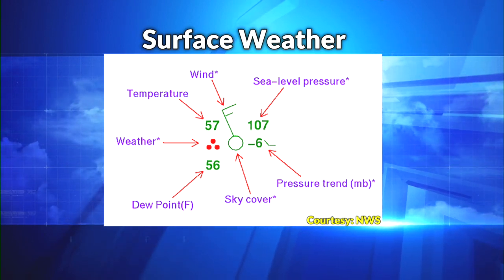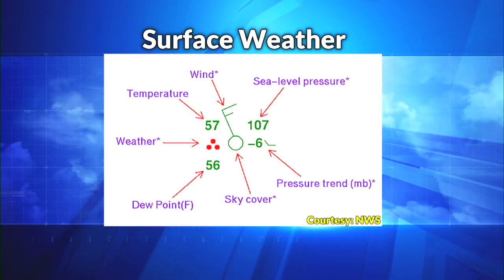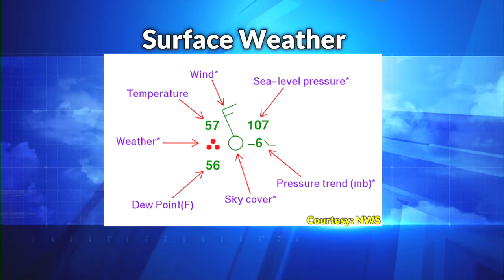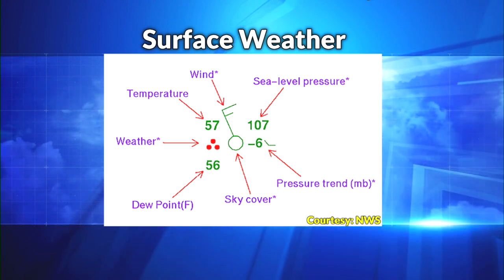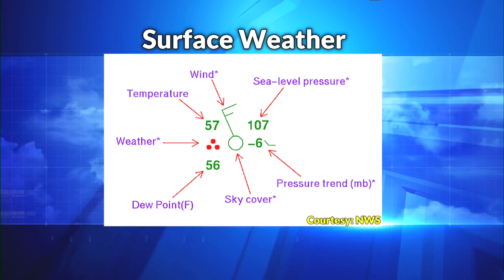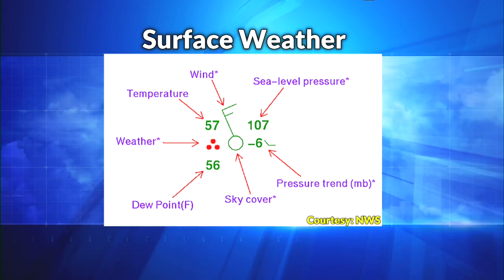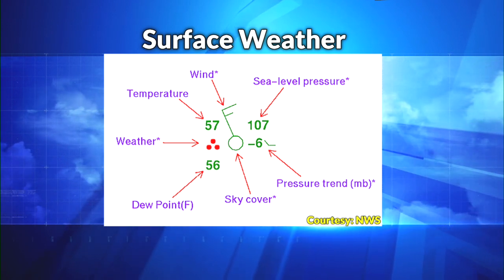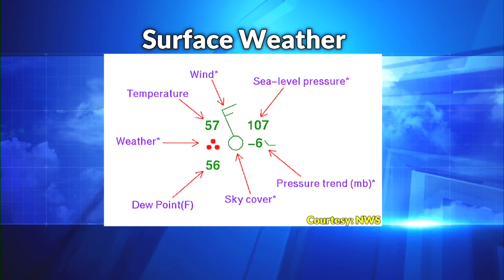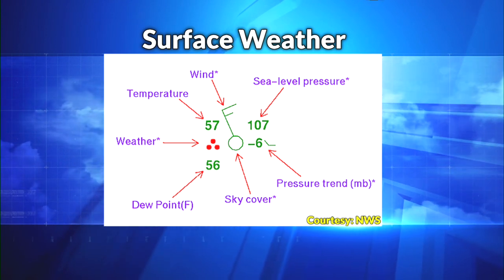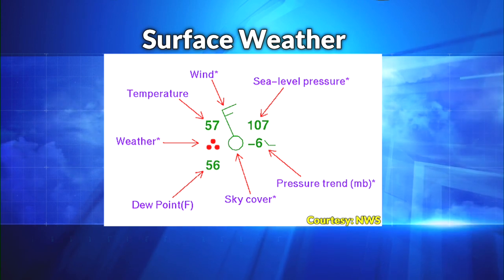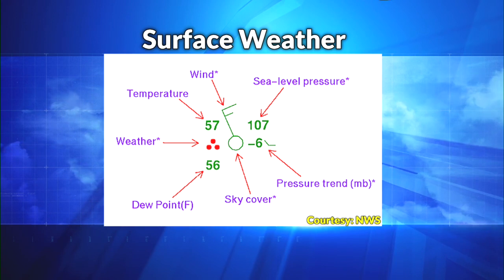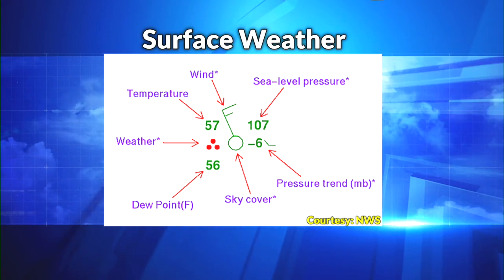We mentioned sky cover, and sometimes you see what the pressure trend is doing, which is that -6 with that little symbol next to it. It indicates whether the pressure is rising, falling, or steady. The 107 right above it is the sea level pressure, the actual barometric pressure, and the little symbol below it indicates what that pressure is doing. Obviously if low pressure is approaching, that would be falling. If high pressure is approaching, it would be rising. So that's a snapshot of a surface weather model.